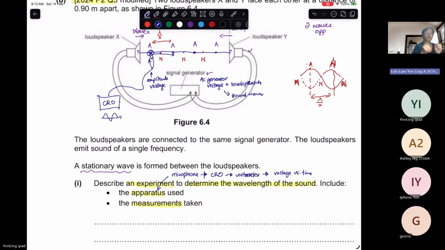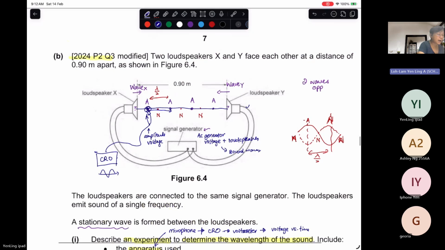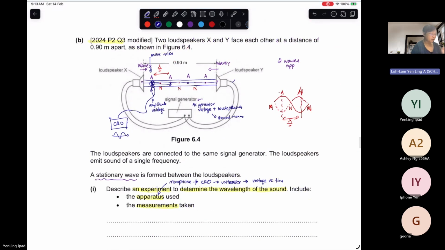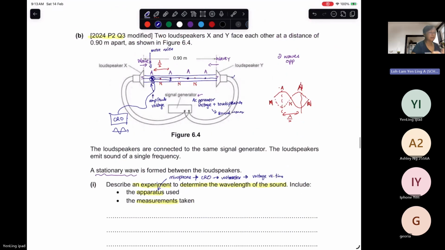Then of course, we need to also know how to measure this lambda over 2. After you mark out, you could actually do this on a bench top. It doesn't really matter. You can use a meter ruler or a measuring tape to measure the distance between consecutive antinodes. So that's the key idea behind.